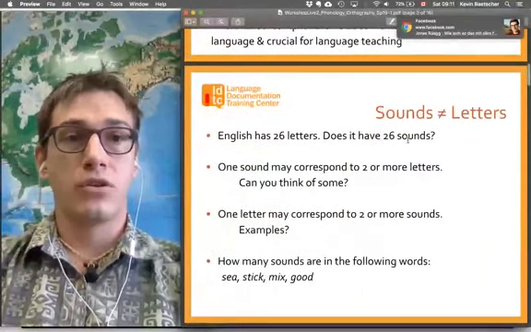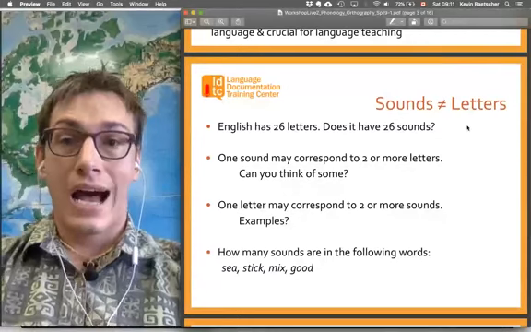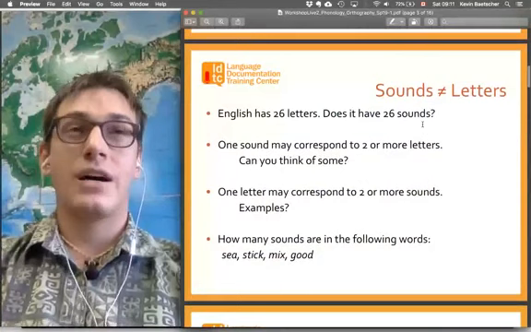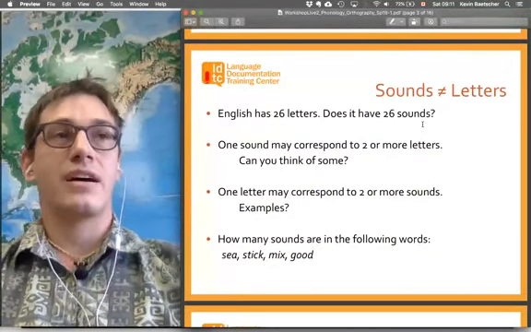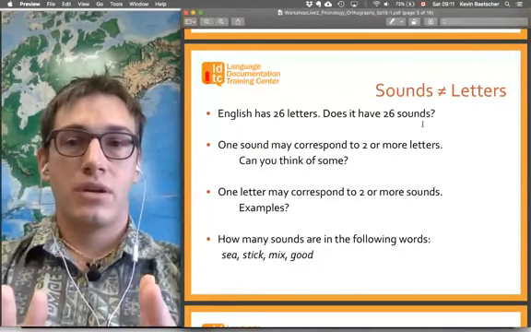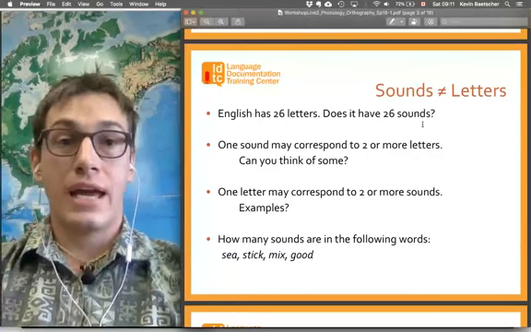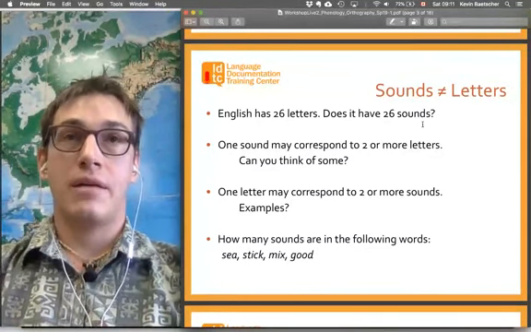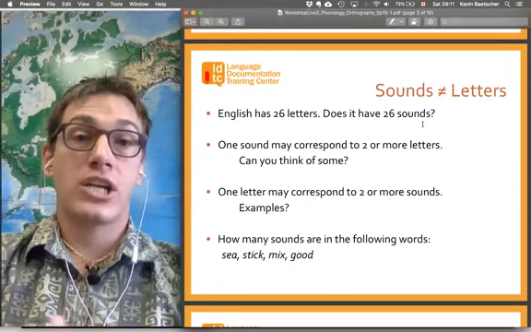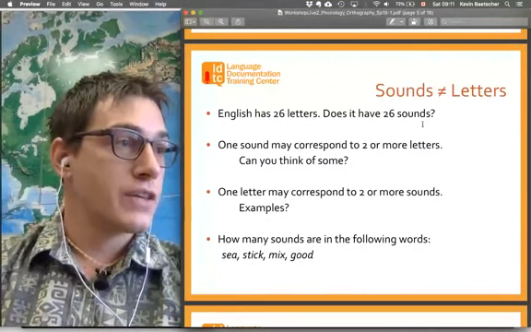All right, so first thing to understand is that sounds are not the same as letters. Oftentimes, when people talk about the sound system of a language, they make the mistake of talking about letters. So I wanted to just make you understand how they're different. So English, for example, has in the alphabet that English uses, there are 26 letters, right? Now, does English have 26 sounds? Let's look at this in a little bit more detail.